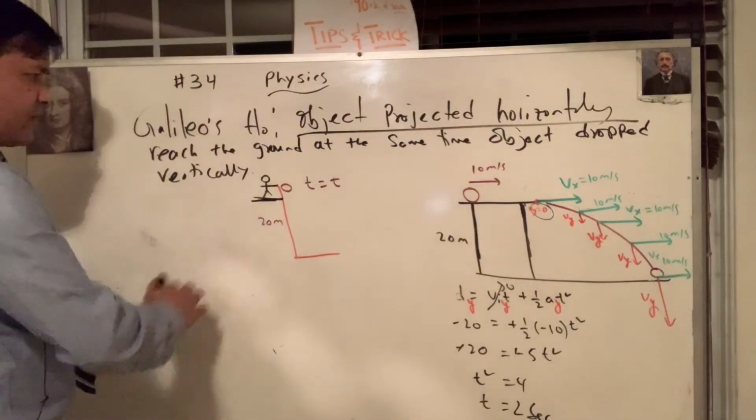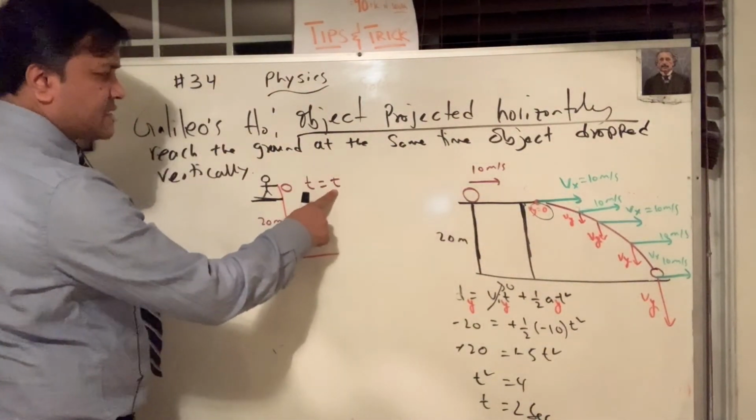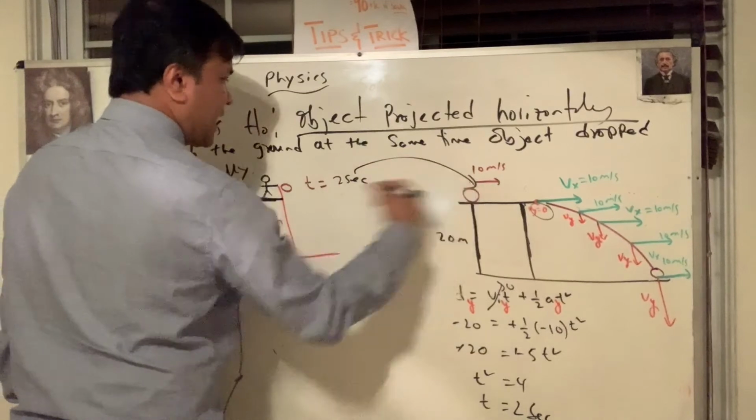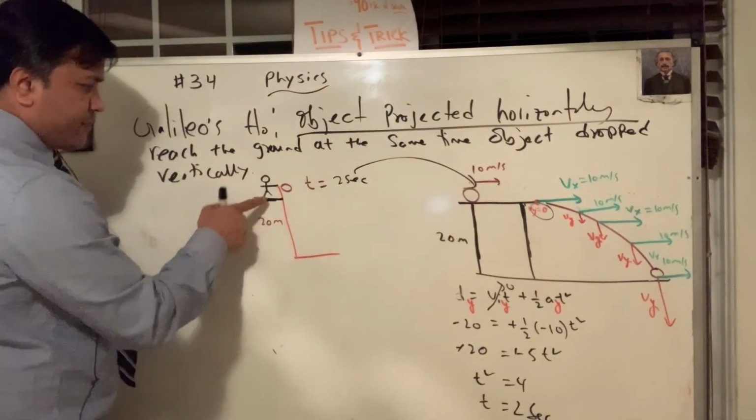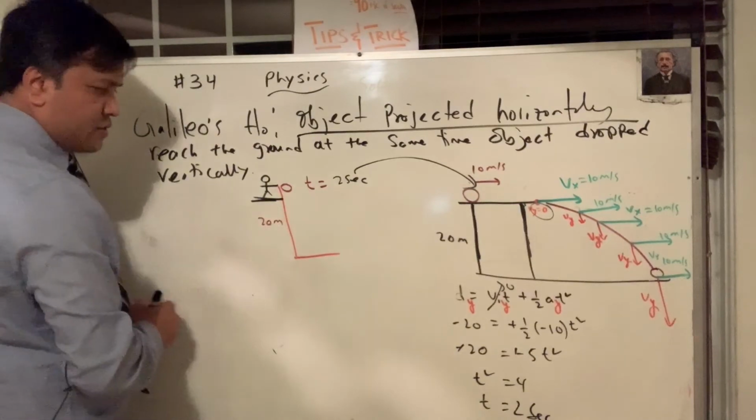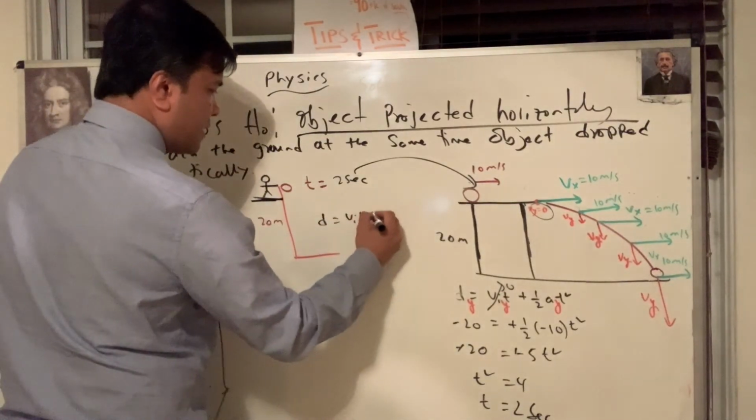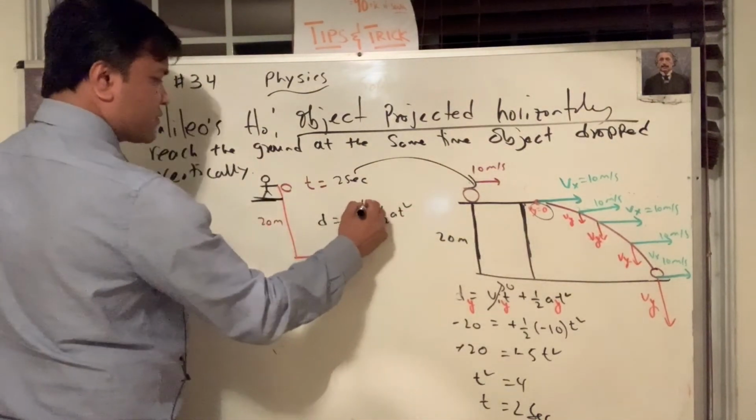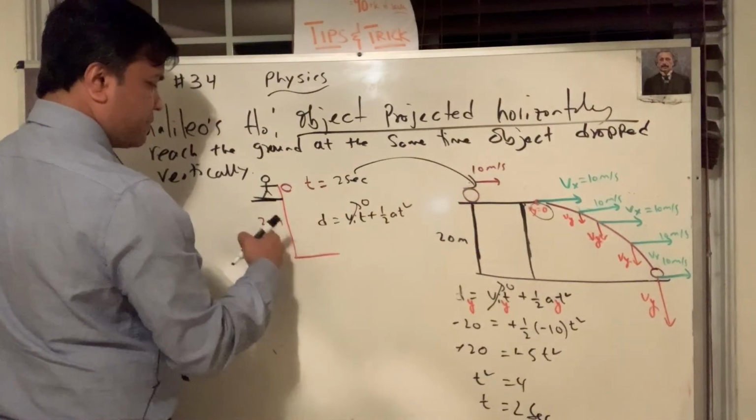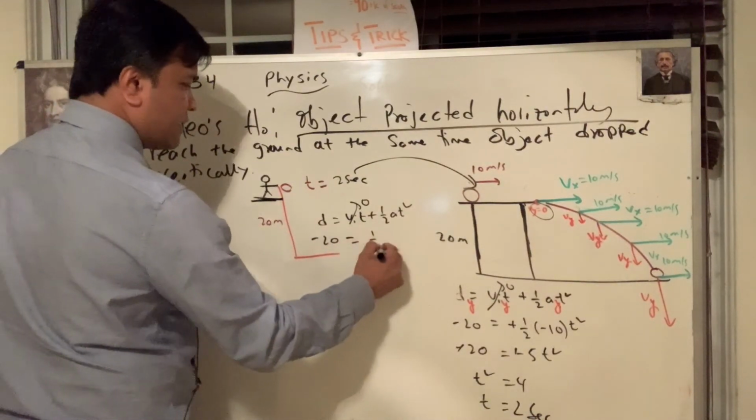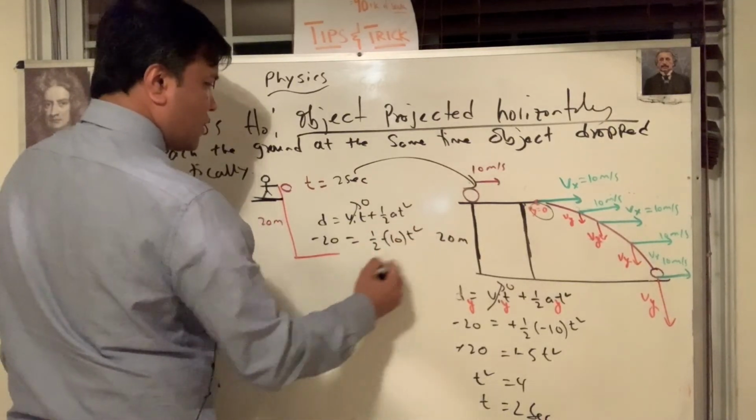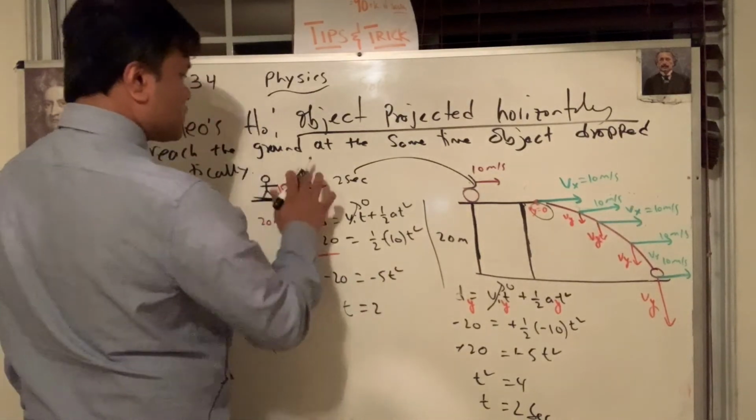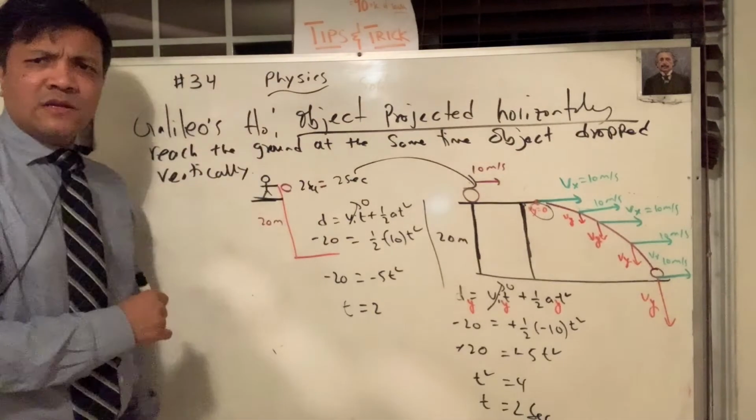Now let's find the time. This t is 2 seconds. That one is 2 seconds. Now let's see this one. It's 20 meters. So d is equal to Vi t plus half a t squared. Now what is the initial velocity when you drop the ball? Of course 0. So d, negative 20 meters, is equal to half of negative 10 t squared. So negative 20 is equal to negative 5t squared. So t is equal to 2. So 2 seconds. Alright, so yes, Galileo was right.